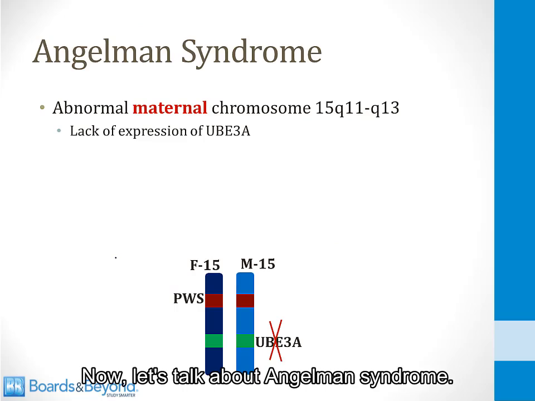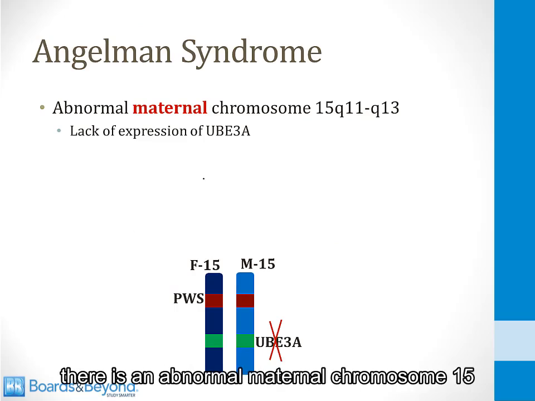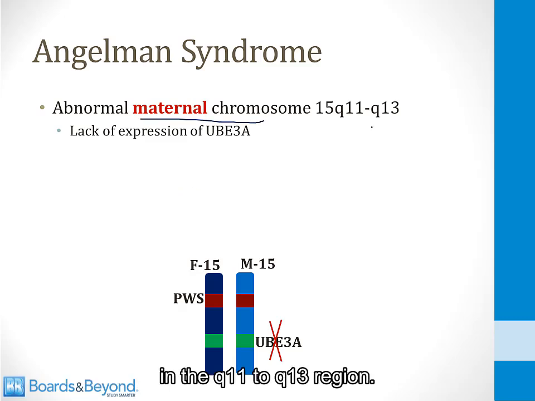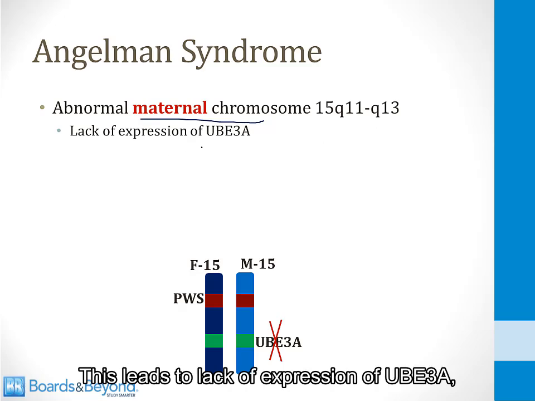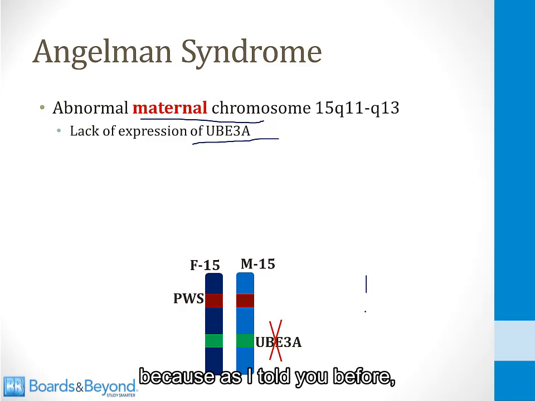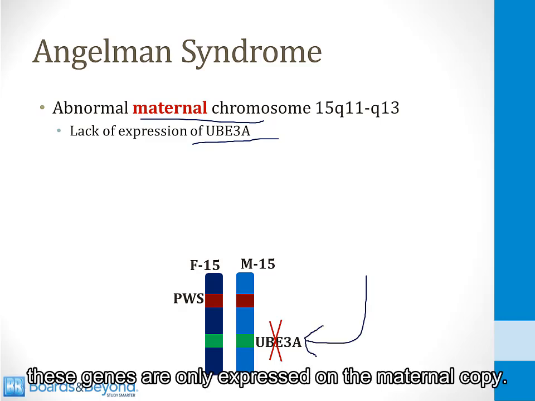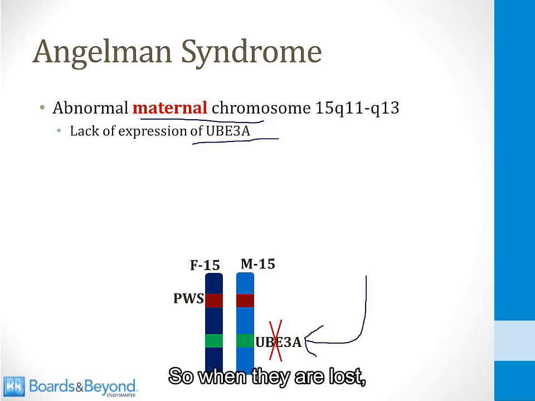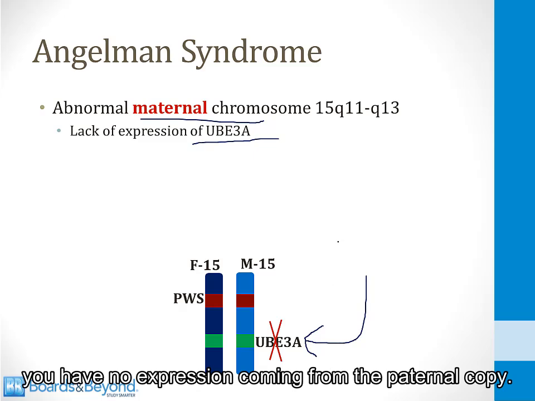Now let's talk about Angelman syndrome. In Angelman syndrome, there is an abnormal maternal chromosome 15 in the Q11 to Q13 region. This leads to lack of expression of UBE3A because, as I told you before, these genes are only expressed on the maternal copy, so when they are lost, you have no expression coming from the paternal copy.